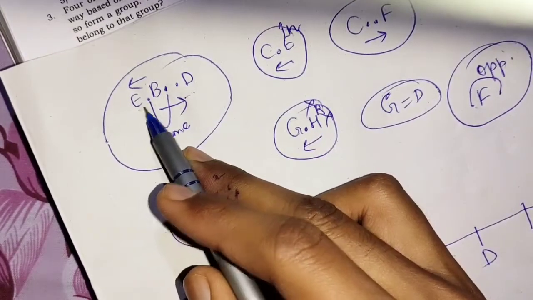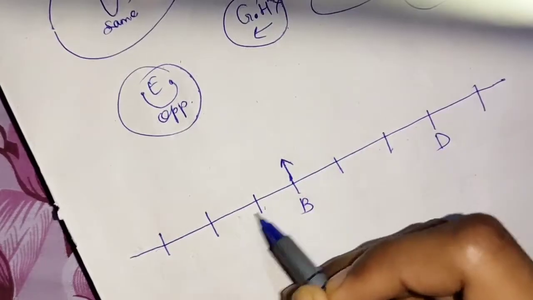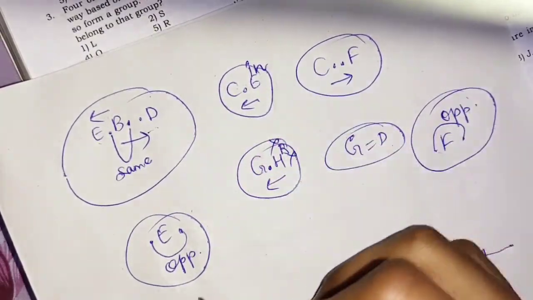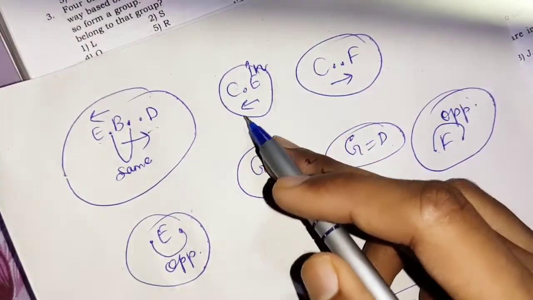Now E is second to the left of B. So first left and second left, E will be here. Now we will check other points here.